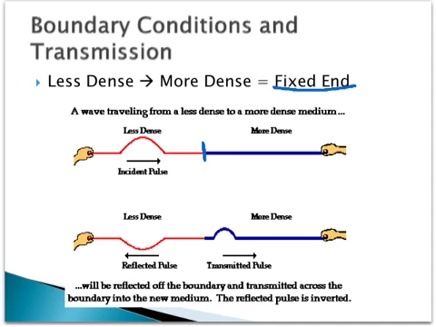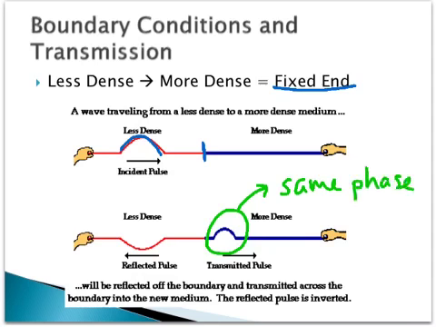What happens, like we've seen, since it's a fixed end, is that the reflected pulse is going to be inverted and travel in the opposite direction. And the transmitted wave is shown here. As the incident pulse is a crest, notice that the transmitted wave is in the same phase, also a crest. So one thing to realize is that it's going to be transmitted in the same phase. But notice there's a slight difference. You should have noticed that the wavelength changed. The incident pulse had a greater wavelength than the transmitted pulse.